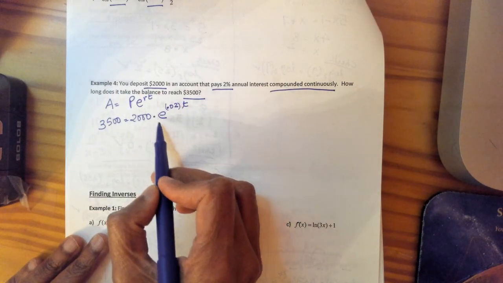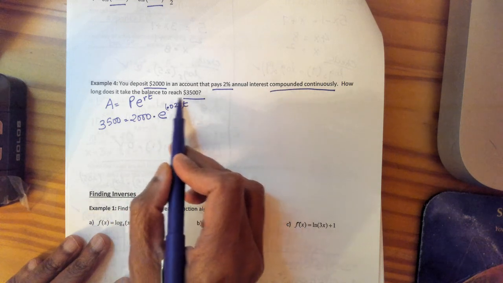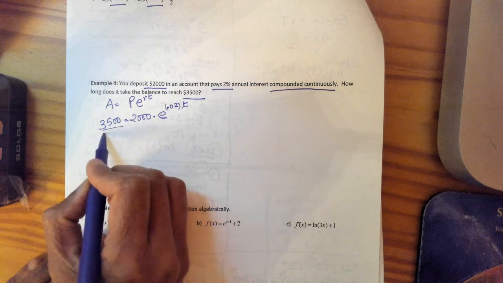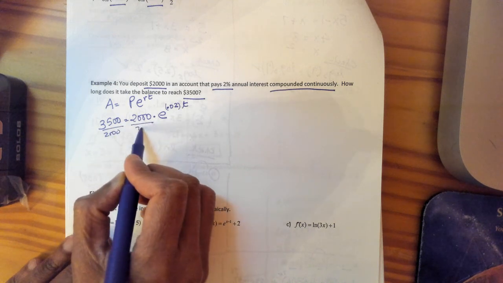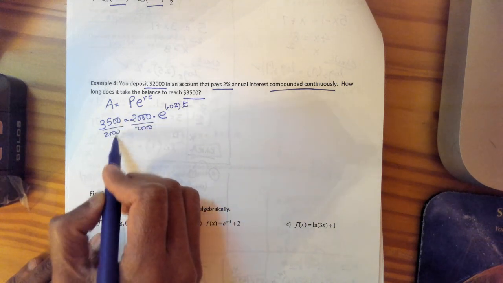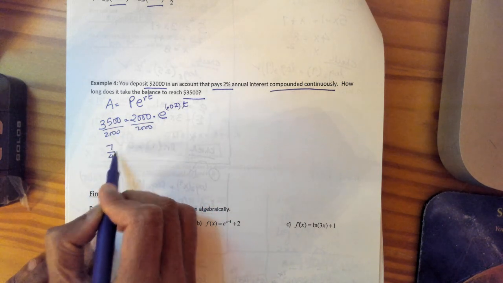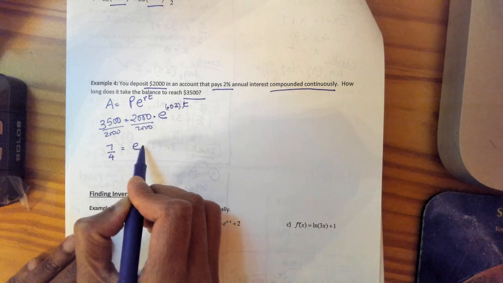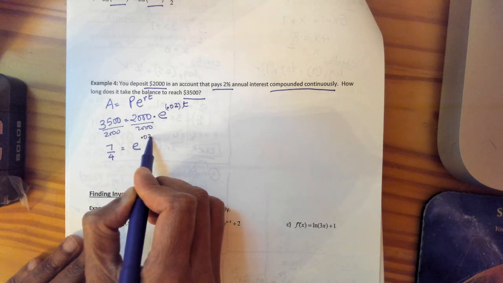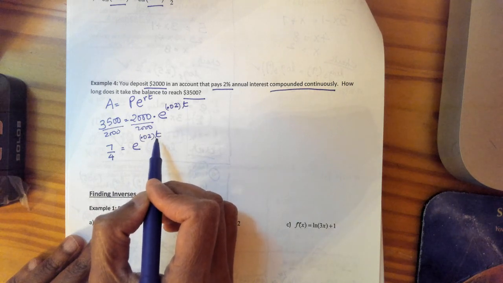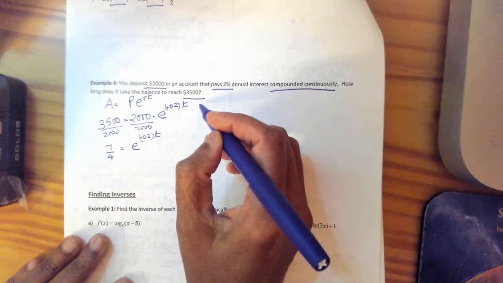So first of all, let's make sure that we get this E by itself. I will divide both sides by 2,000, left hand side and the right hand side. So the 0s get cancelled. 35 by 20 is nothing but 7 by 4 equals E raised to the power of 0.02T. Somehow I have to extract this T from here, which is basically an exponent.